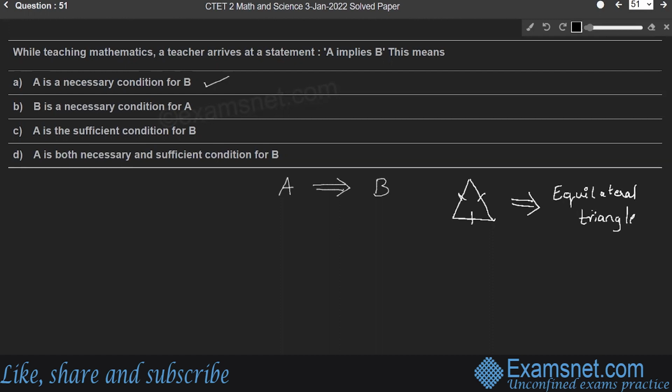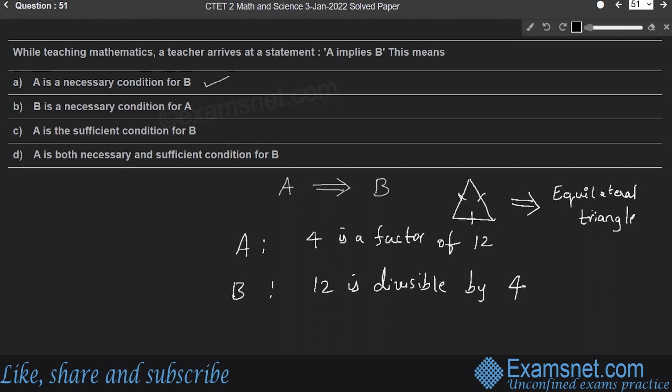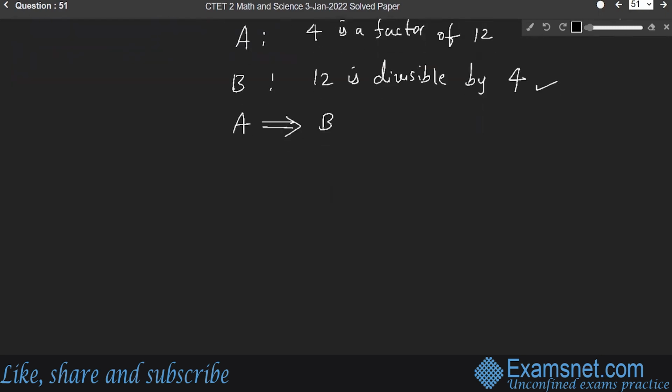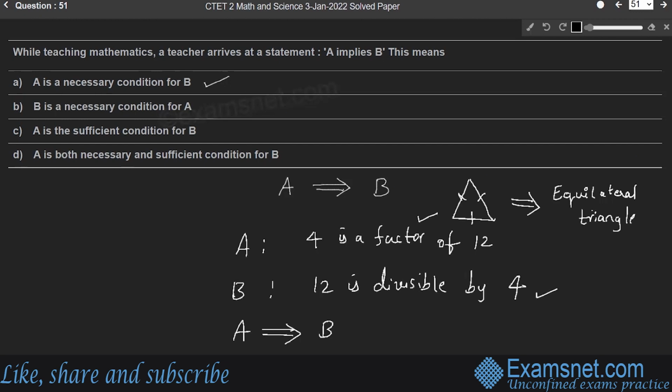So one more example is, for example, A is considered as here 4 is a factor of 12. Then 12 is divisible by 4. So A implies B. If A is true, then B is also true, right? If 4 is a factor of 12, then 12 is divisible by 4. Hence A implies B, right? Hence the correct answer is option A.